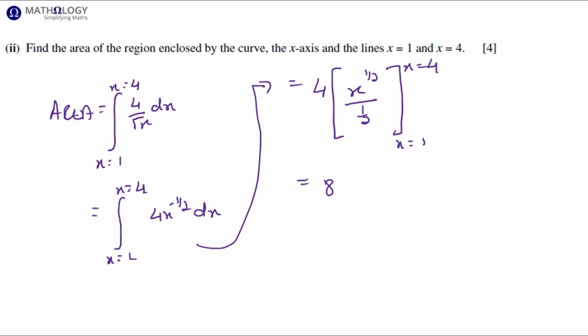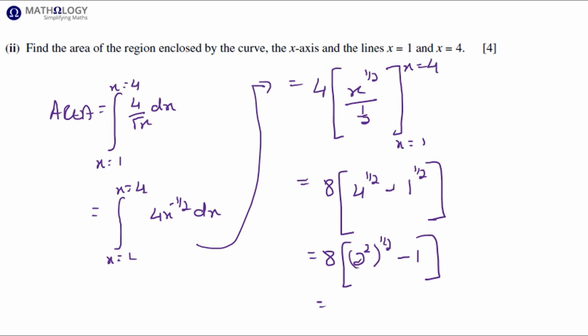4 times 2 is 8. So we have 8 times, when x equals 4, we have 4 to the half minus 1 to the half. That equals 8 times 2 minus 1 to the half. 1 to the half is just 1. So it's the square root of 4, which is just going to be 2. 2 minus 1 equals 1. 1 times 8 equals 8. So the area will be 8 units squared.